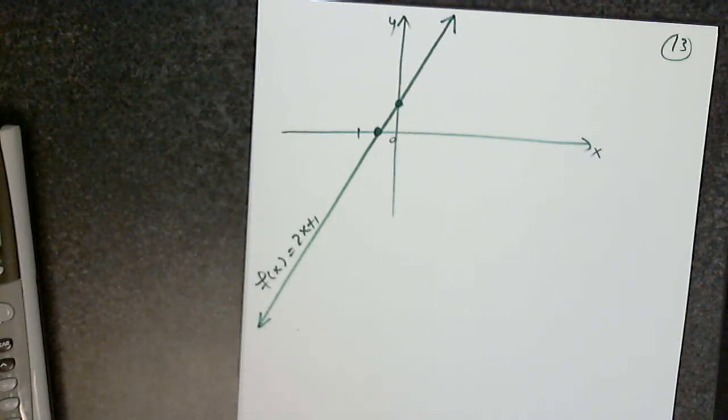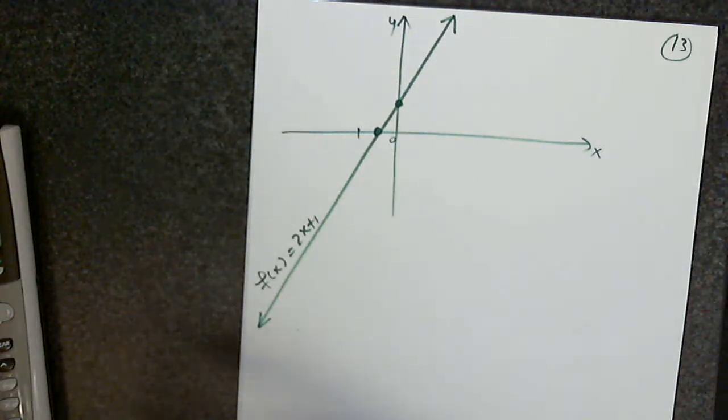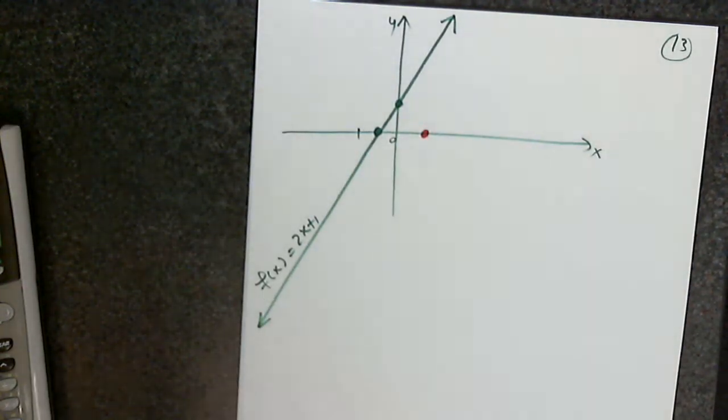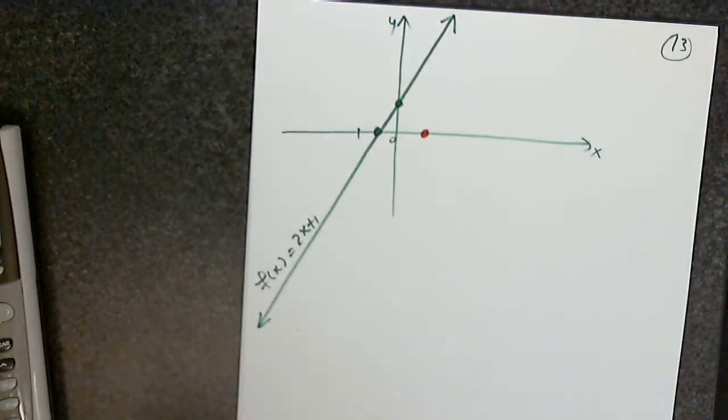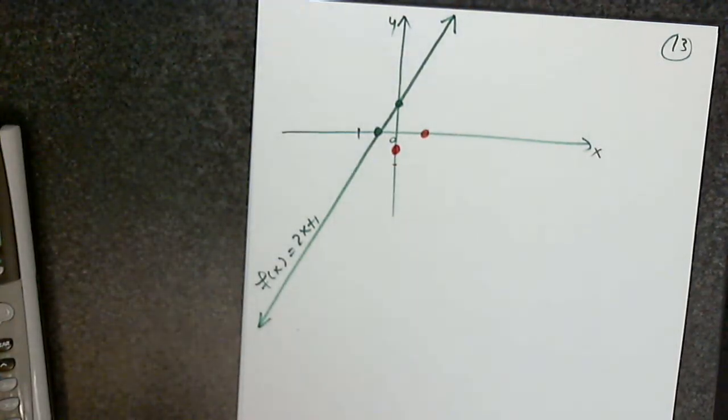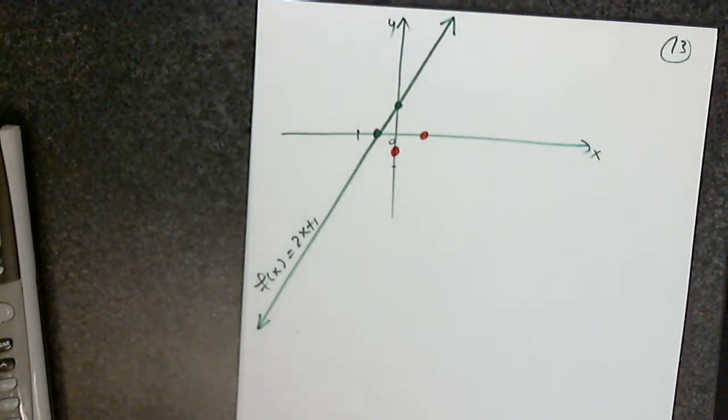Yes? 1 comma 0. Correct. So this point is reflected here. So it has to be 1 comma 0. And the other one is? 3 comma 1. The other point is? One more time. 0, negative 1/2. Very good. Perfect. Now, what else do I have to graph before I graph this function?